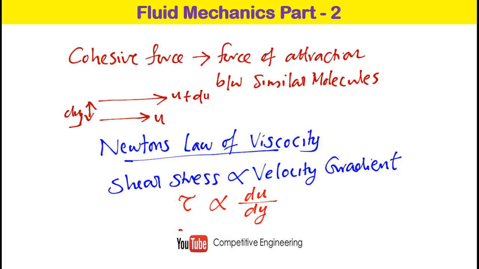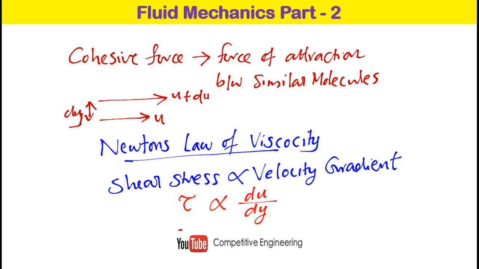Du by dy is the velocity gradient. Here du is the change in velocity: the top layer has u plus du velocity and the bottom layer has u velocity, so the difference in velocity is du, divided by dy, the vertical distance. So du by dy is called the velocity gradient. In other terms, shear stress is proportional to shear strain rate. That is another form of Newton's law of viscosity.